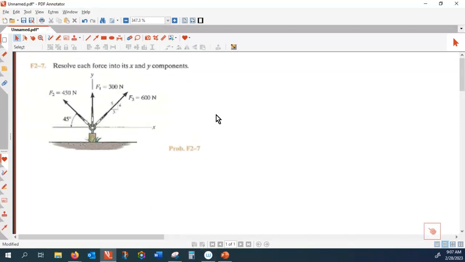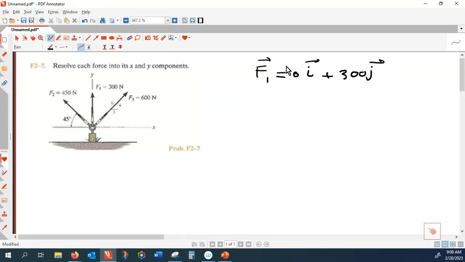You don't have to worry about the labeling. The forces are already named: F2, F3, F1. Here I'm going to do this a little bit differently. For example, F1, I want to write in Cartesian coordinate form. So that is 0i plus 300j. So everyone can see where this is coming from, okay?